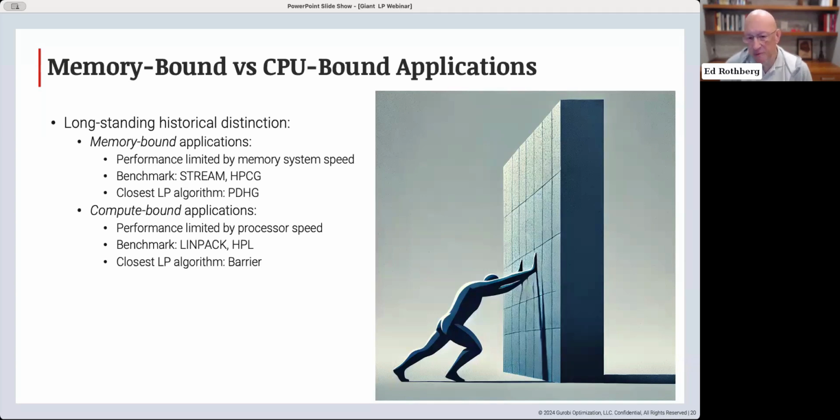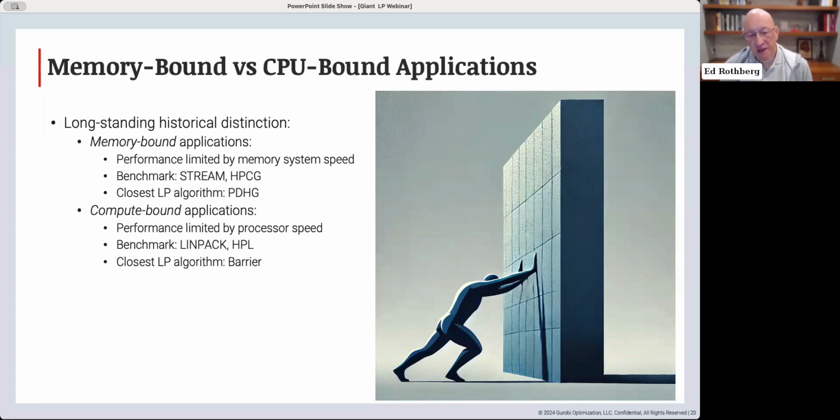Some applications are memory bound, meaning their performance is limited by the speed at which you can pull data from the memory system. Some applications are compute bound, meaning the performance is limited by the speed of the processors, how quickly they can process computations. There are benchmarks for each of these. For memory bound applications, the benchmarks are STREAM and HPCG. If you look at the LP algorithms, PDHG looks almost exactly like HPCG, so PDHG is very similar to the canonical memory bound applications.